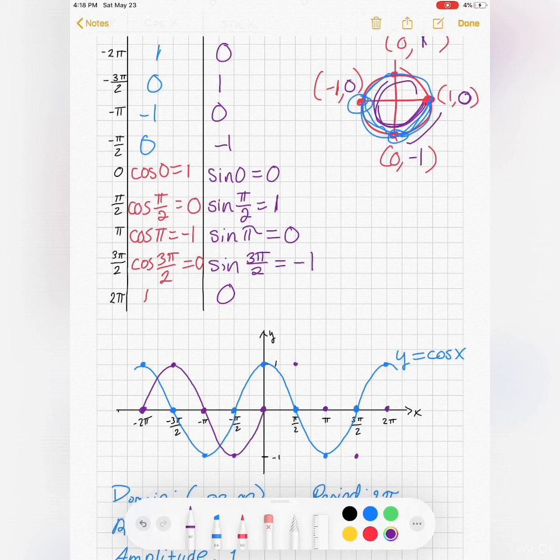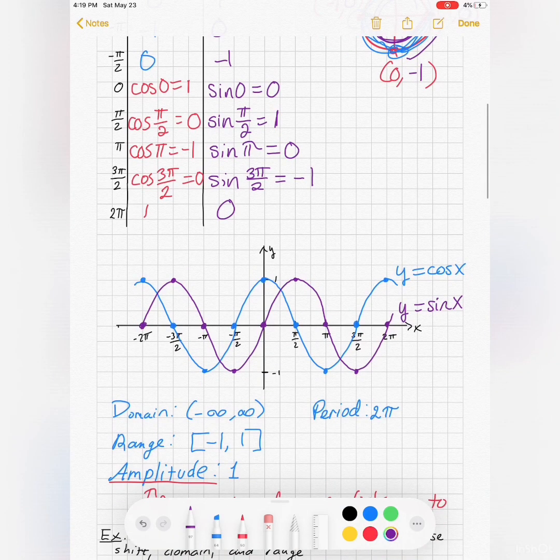So you'll notice this looks really similar to the cosine wave, just shifted. There's my graph of sine x. So look, the domain is the same, the range is the same. From the center of the wave, that distance is still 1, the amplitude's the same. What about the period? Well, look.